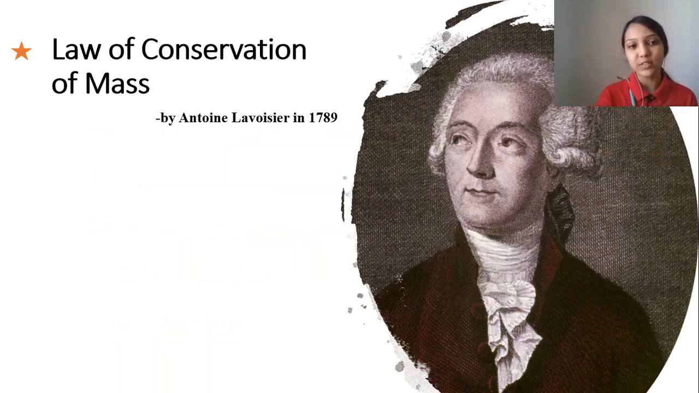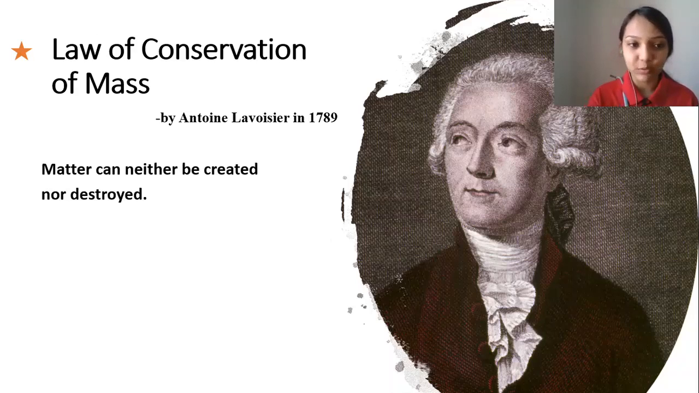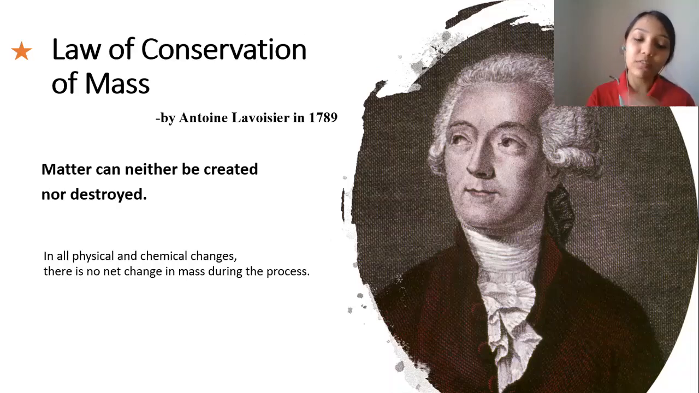First up, law of conservation of mass, and this was formulated by Antoine Lavoisier in 1789. What he stated was matter can neither be created nor destroyed. And thus he came up with his observations that in all physical and chemical changes, there is no net change in the mass during the entire process. And hence he said that matter can neither be created nor destroyed.